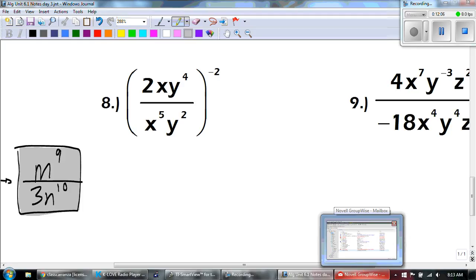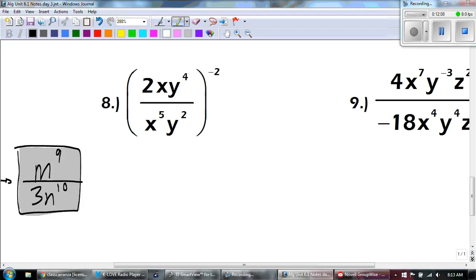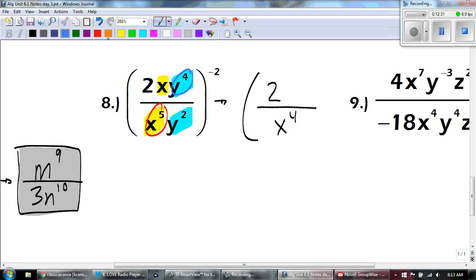All right, number 8. Once again with number 8, I want to clean this up before I distribute. So the 2 is going to stay up here. When I'm looking at the x's, okay, the bottom wins, and the bottom wins by 4. And when we're looking at the y's, the top wins, and the top wins by 2. And then we still have that -2 on the outside.